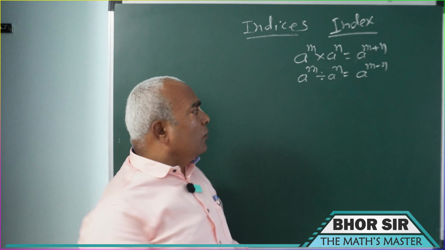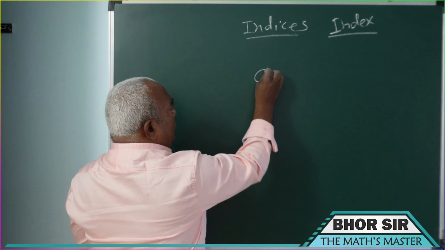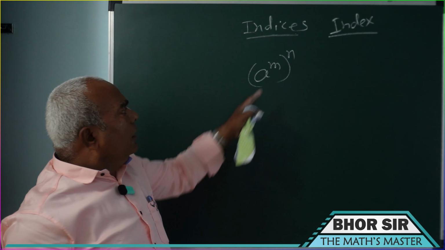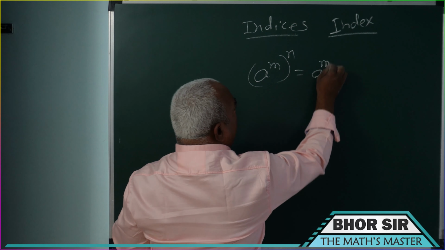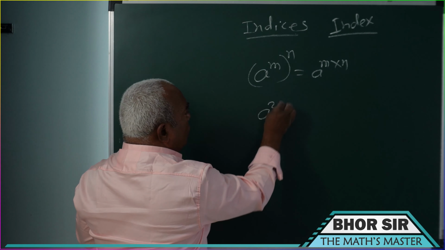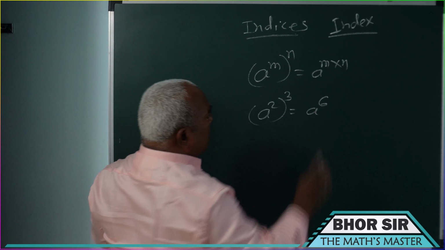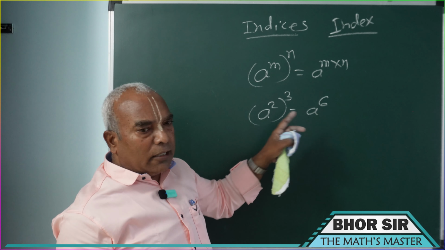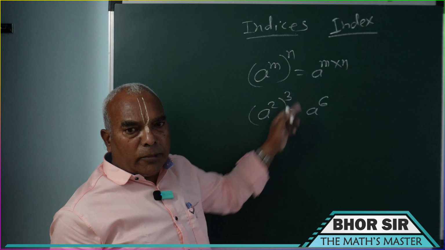Now the third rule, see here. a raised to m, raised to n, again indices. The answer will be a raised to m into n. For example, a raised to 2, again cube. It will be a raised to 6. Don't make the cube of 2 and don't write 8 as the answer. The answer will be a to the 6. You should do multiplication of this.